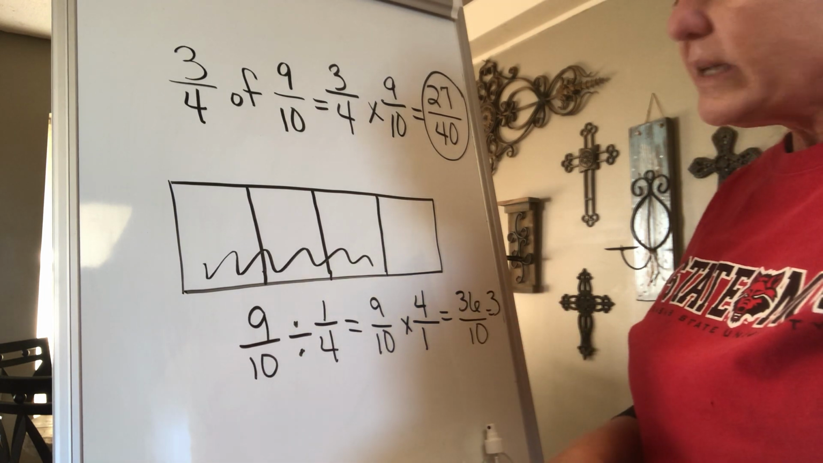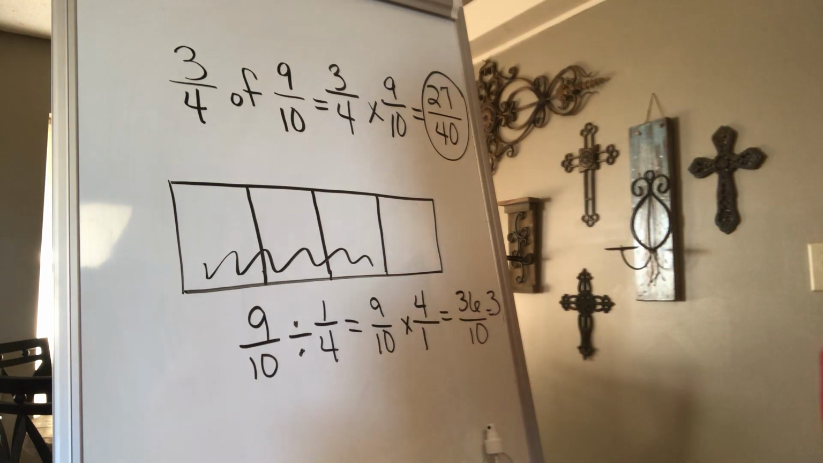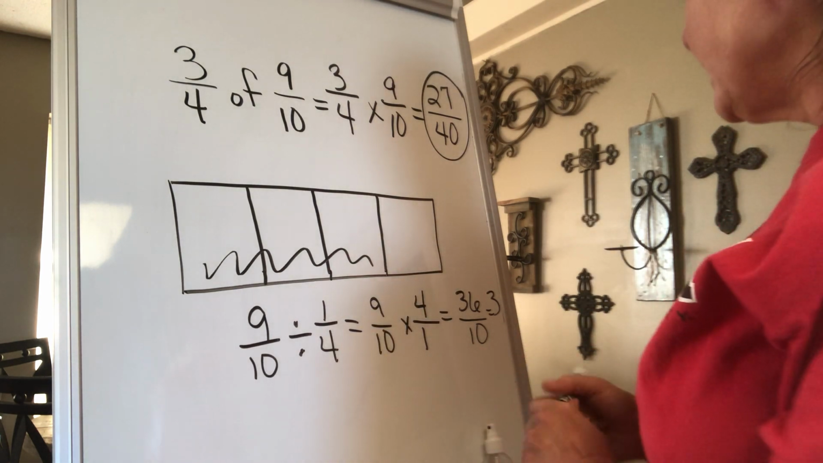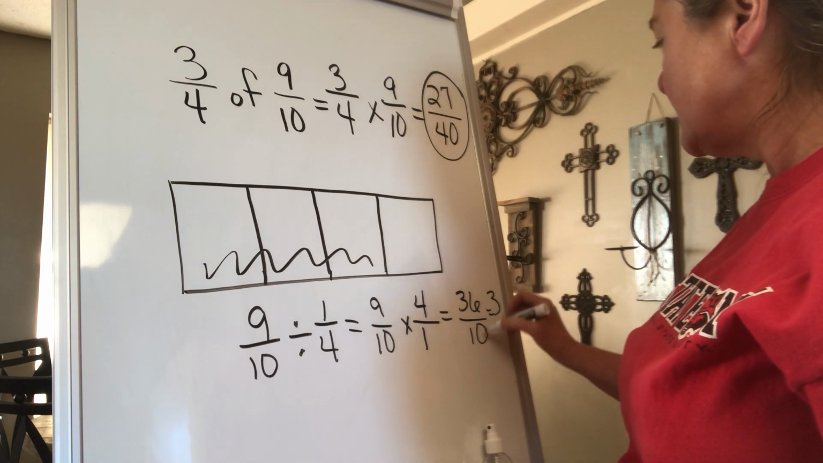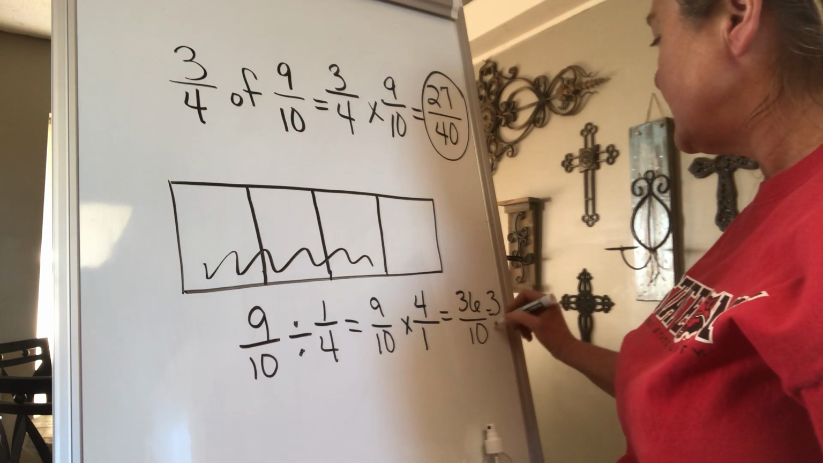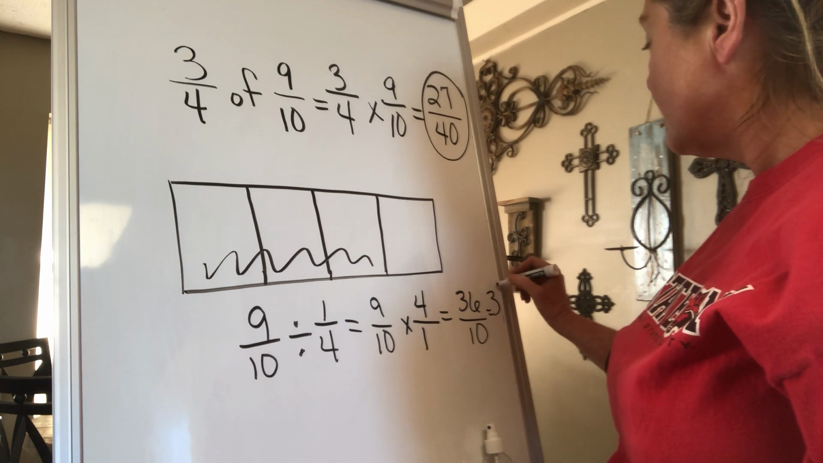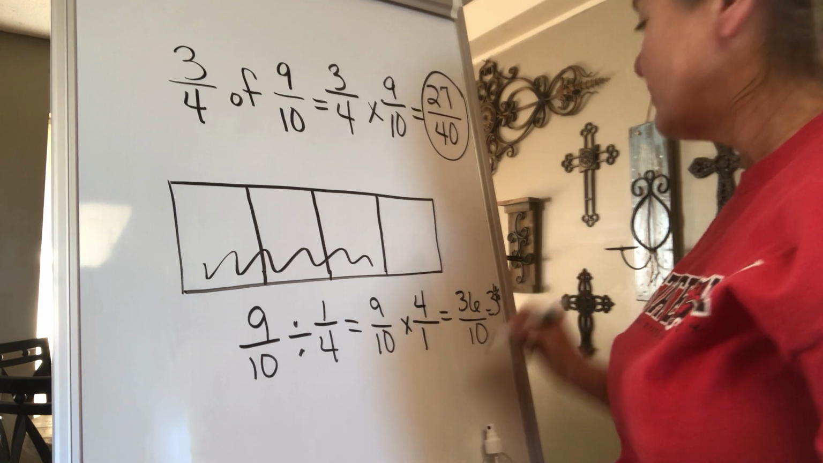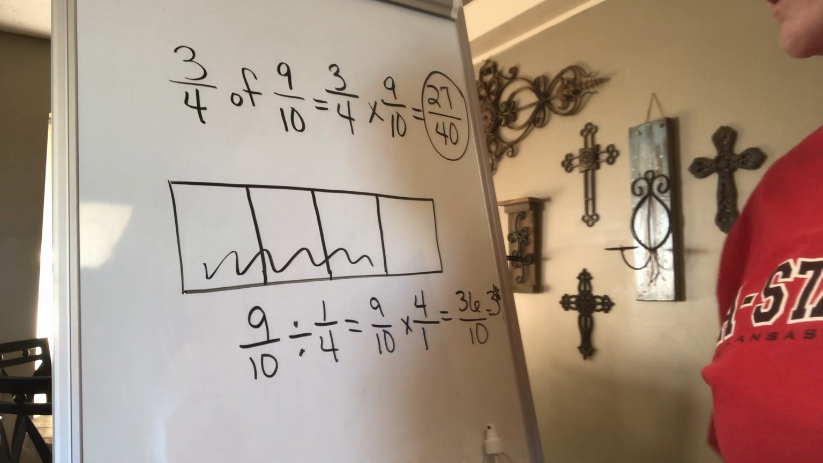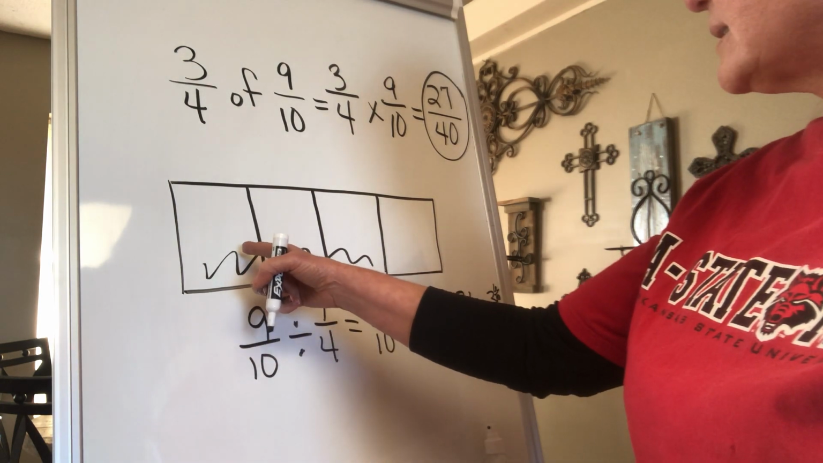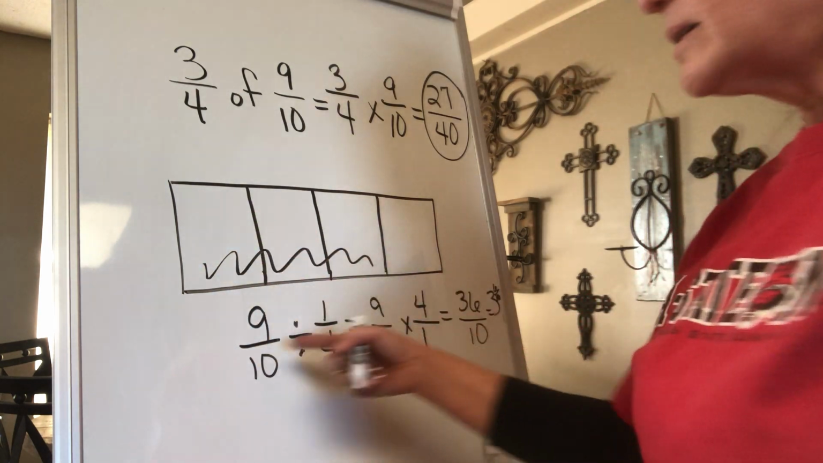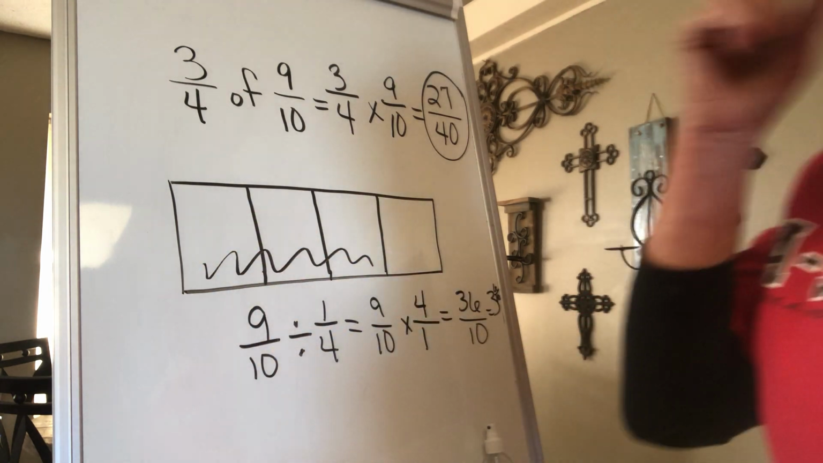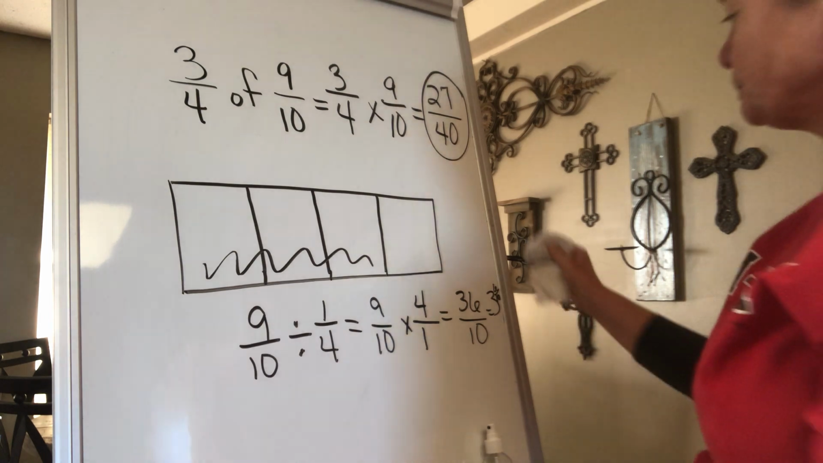So that's why I always think about the possibility of your answer. Because this would be 3 and we would have some left over, wouldn't we? 36 divided by 10 is 3 whole ones, and then we would have 6/10 left over. Well, that doesn't make any sense, does it? This can't be 3 6/10 of a mile if the whole thing is only 9/10. So think about your mental math.